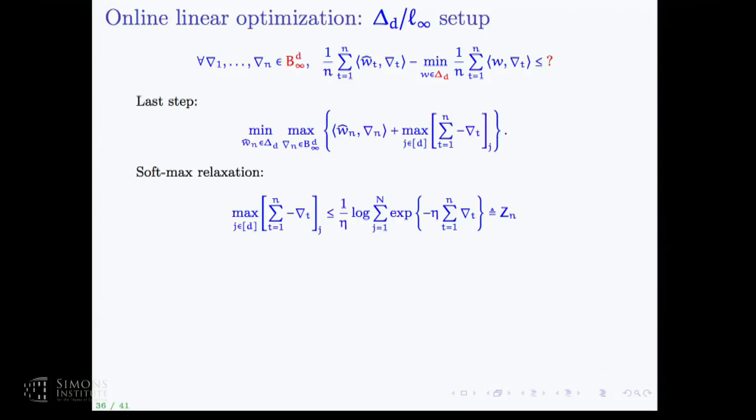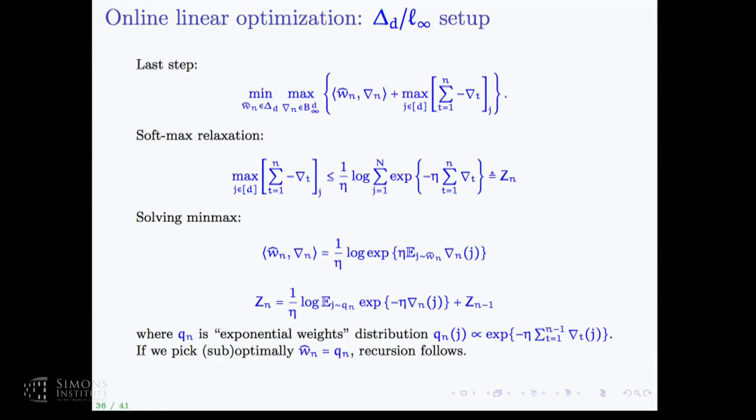So the eta is the step size that you choose. You can choose it later, or you can choose it adaptively as you go. But this is the relaxation, and let's call it Zn, right? To remind you of the log partition function. Okay. So you can write the inner product, just to match the notation, as 1 over eta log exp. Okay, of course, we haven't changed anything, right? That's equality.